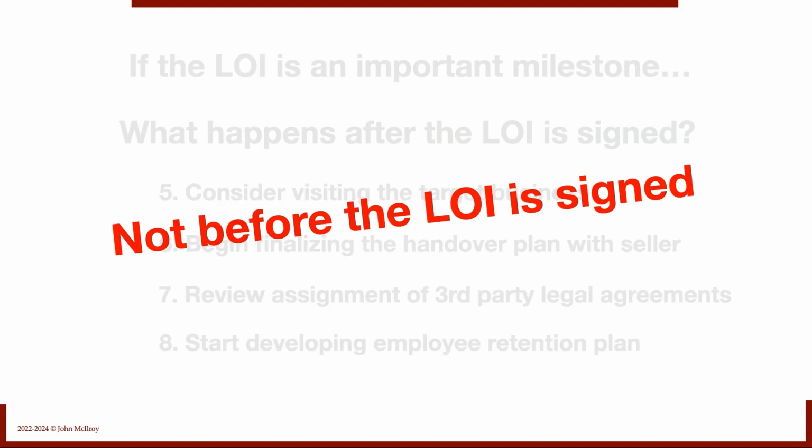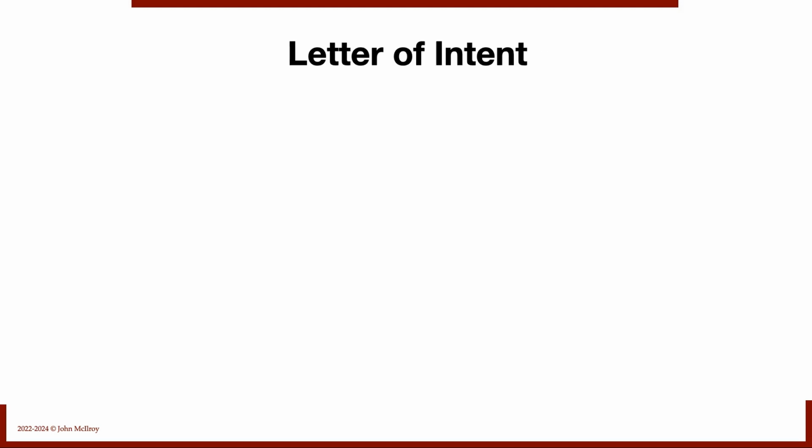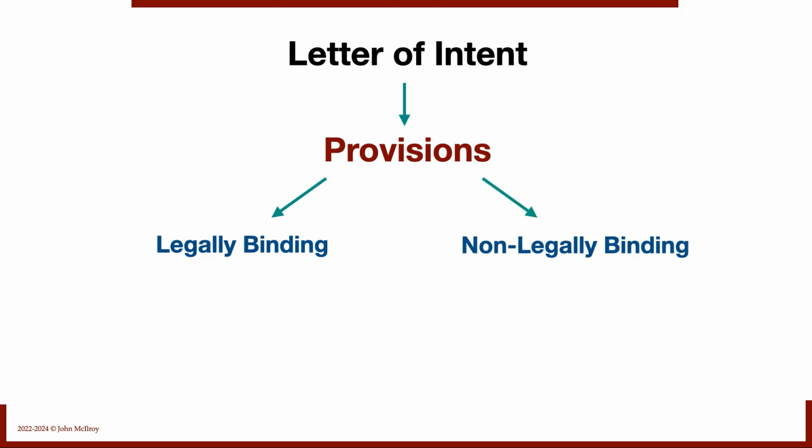These are things that we don't typically do before the LOI is signed. It's an important milestone. It really says we've got an agreement on all the fundamental terms. So now we can free up some time and effort to move this thing forward. Now, a letter of intent is really just a bunch of legal provisions. Some of them are legally binding. Some of them are not legally binding. What's the difference? I think about it this way.